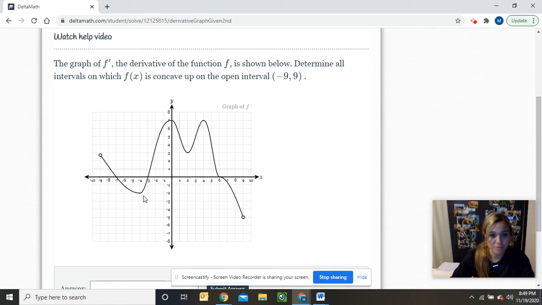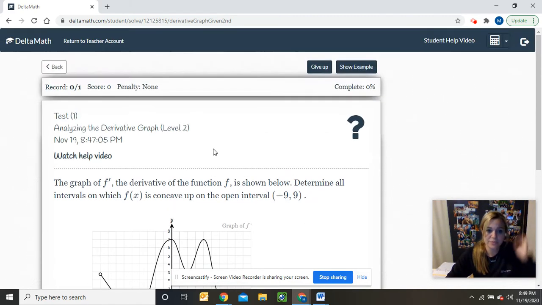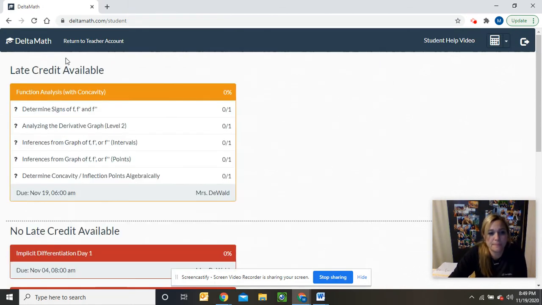And so I would say the interval from -4 to 0, from 2 to 4, and that's it. So, okay, in this one, from -4 to 0, and then from 2 to 4, because we're talking about where f prime is increasing. Let's do another.